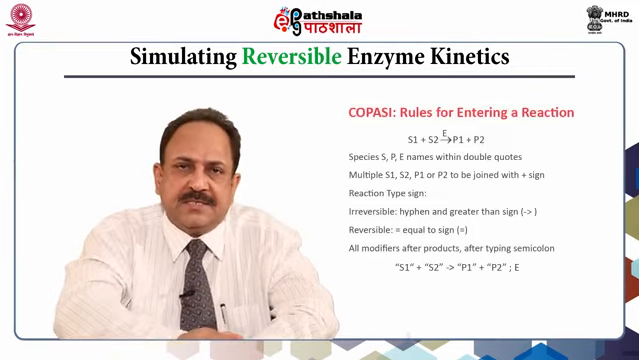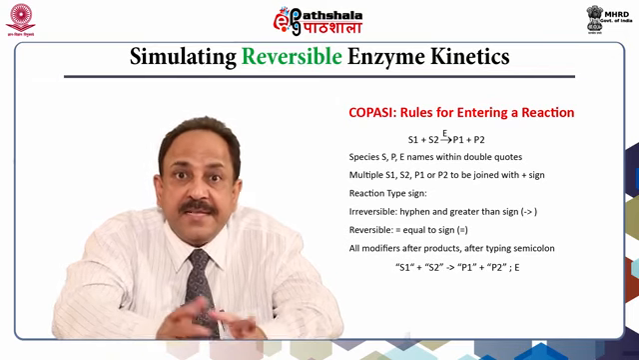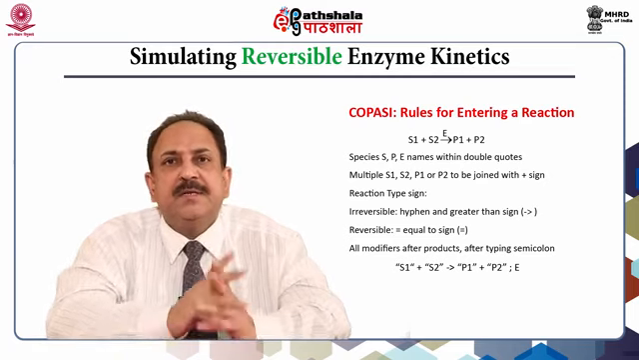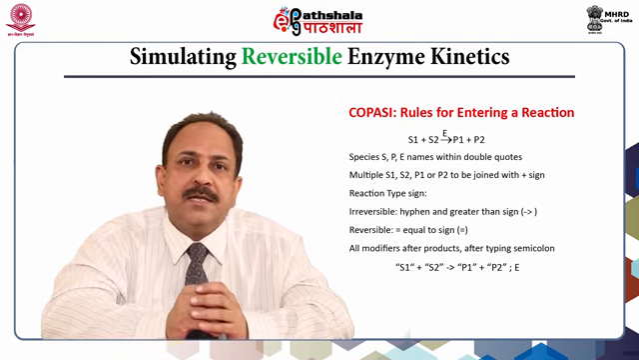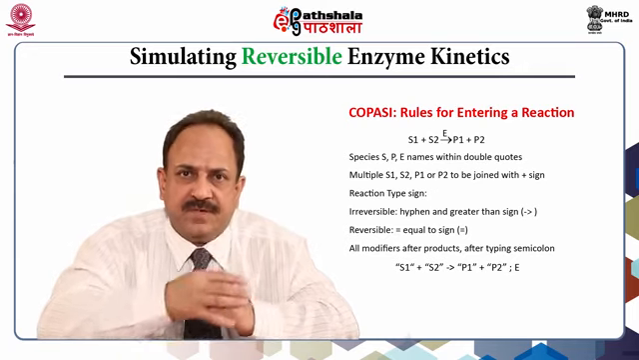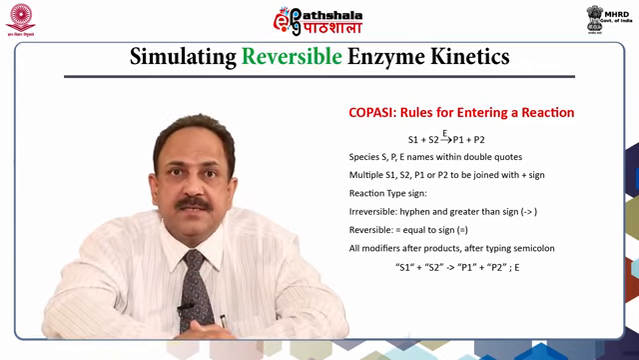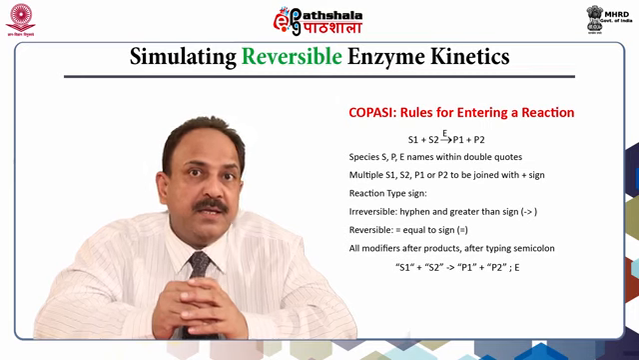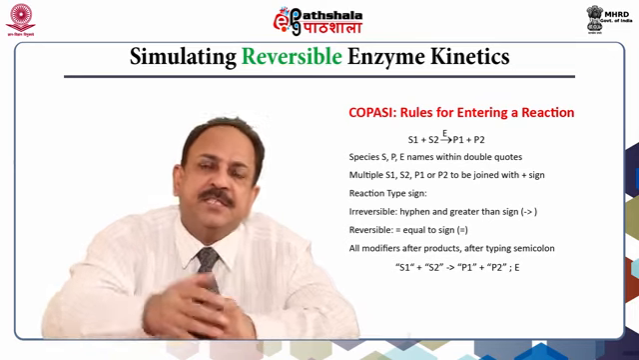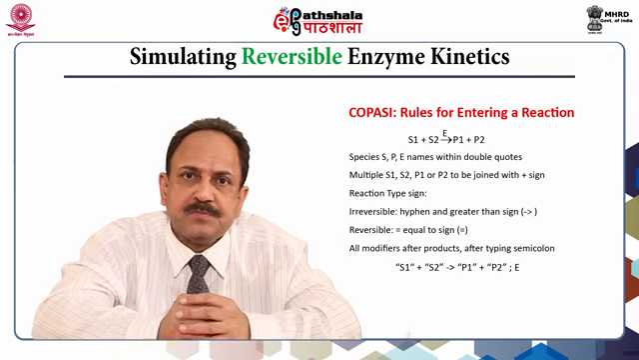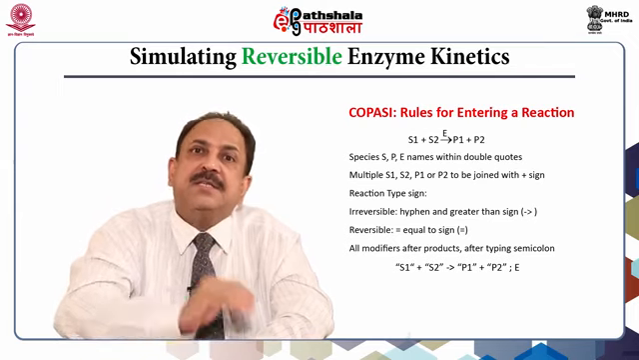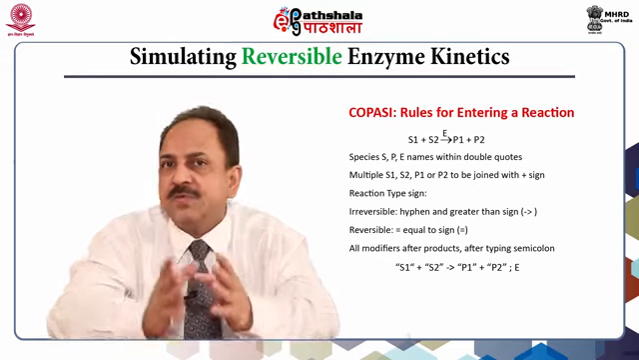The name of the species, any species, may be substrate, product, enzyme, activator, inhibitor, whatever the name, it is to be included within the double quotes. That is, when the name of a substrate, let us say glucose 6-phosphate, is to be entered into the reaction, then the name should be included within the double quotes. Otherwise, type the name continuously without any space in between. Therefore, if you don't have a space in the name of the species, that can be entered without enclosing within double quotes.